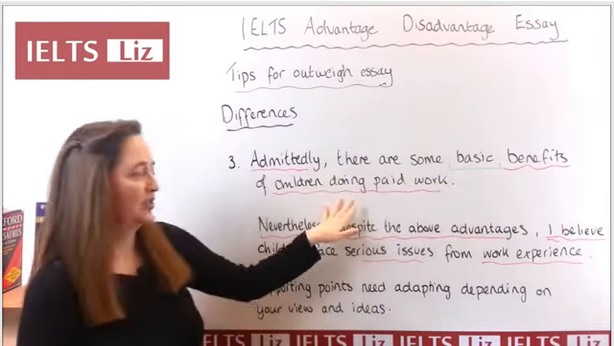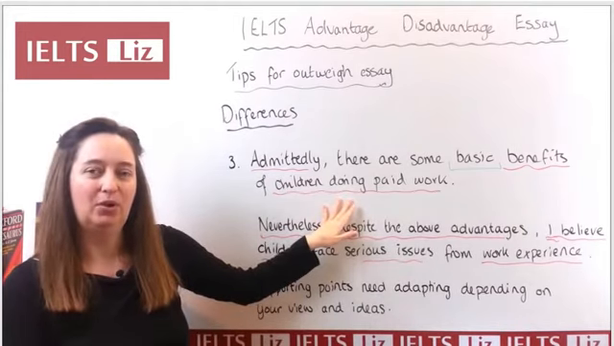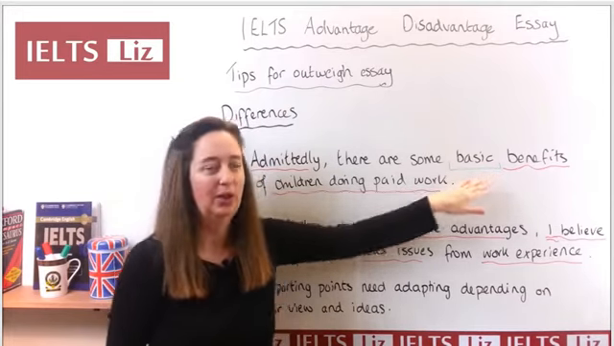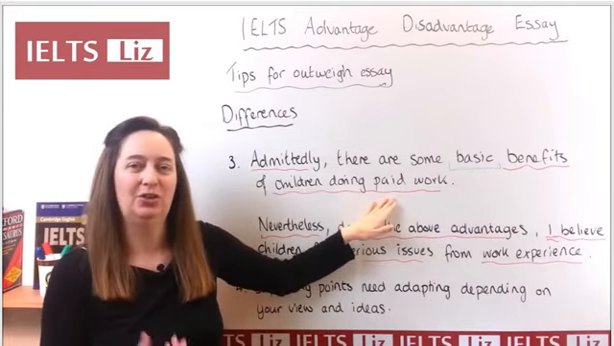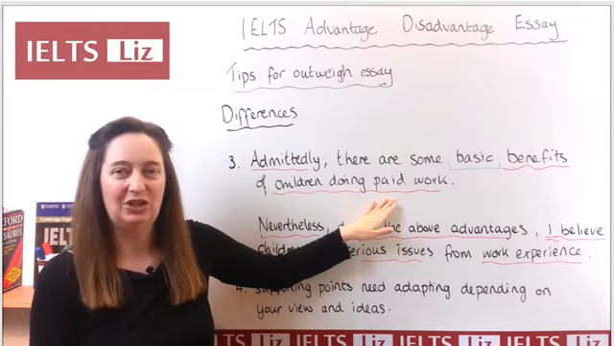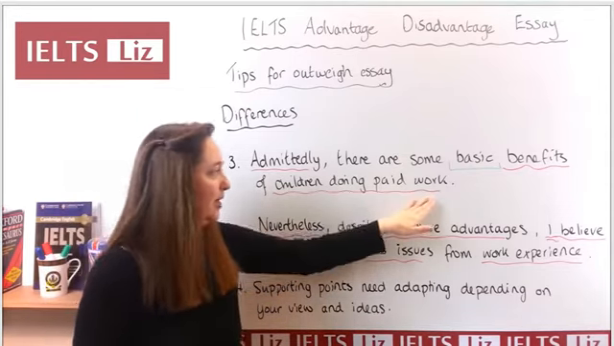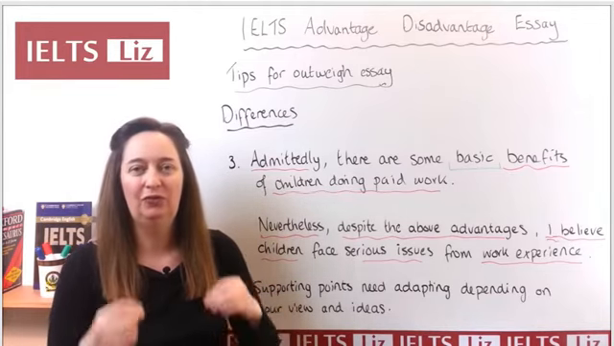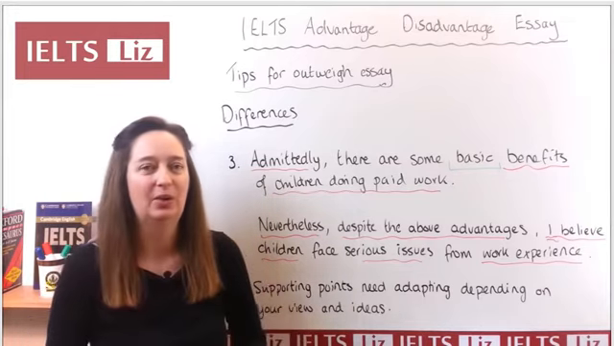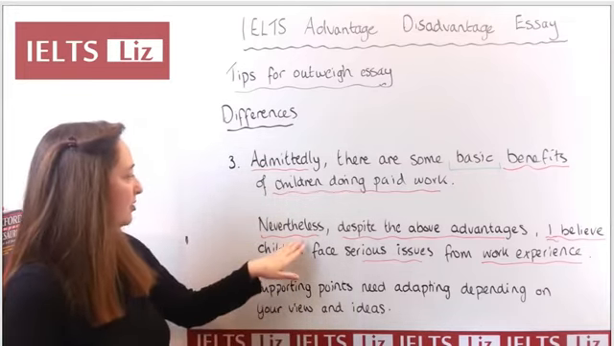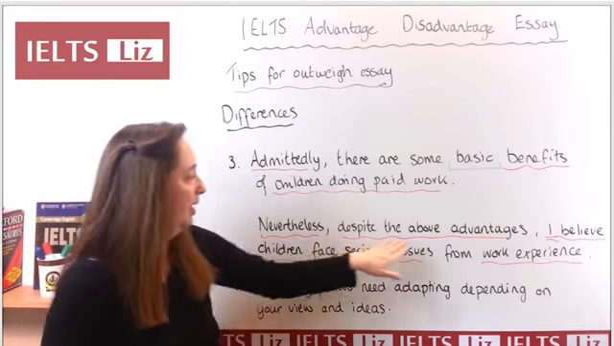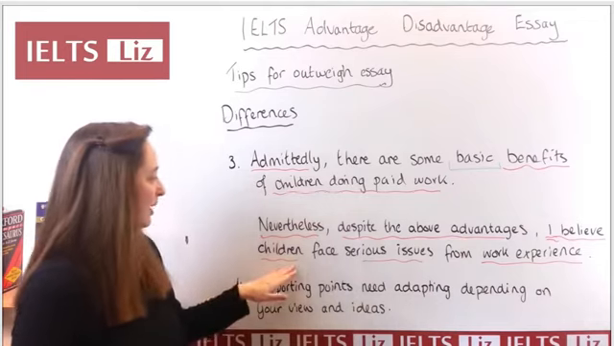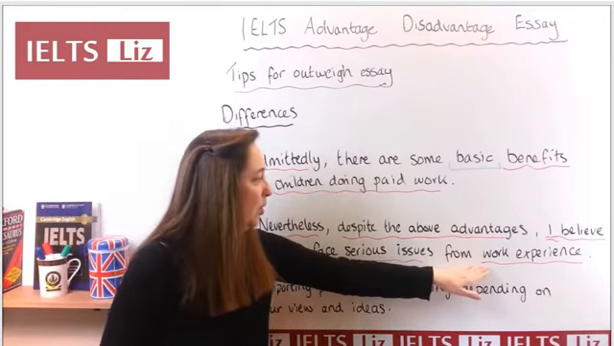In your topic sentence, the first sentence of every body paragraph, you do need to highlight that these are the benefits you're talking about. Again, you give the actual subject matter, which is the issue of the essay question, children doing paid work. Each sentence that starts your body paragraph is written in full, like a complete answer to the essay question. The second body paragraph starts "nevertheless, despite the above advantages," or "despite the above positive aspects, I believe children face serious issues from work experience."